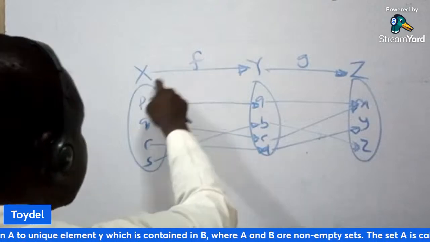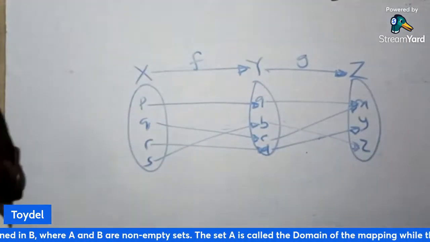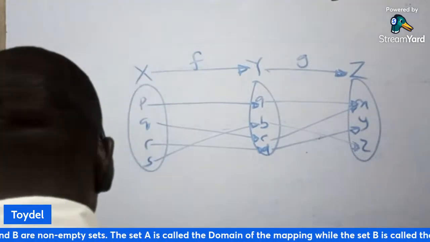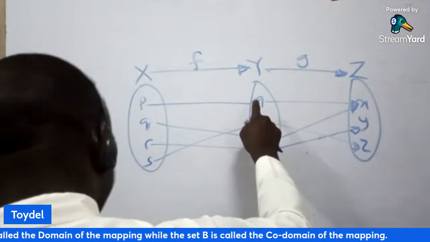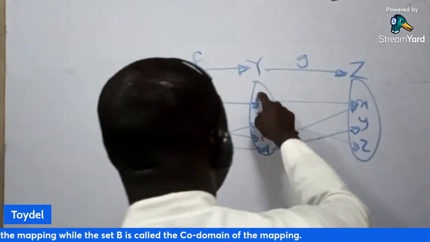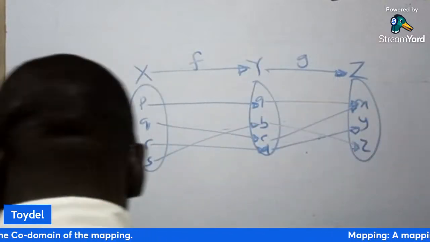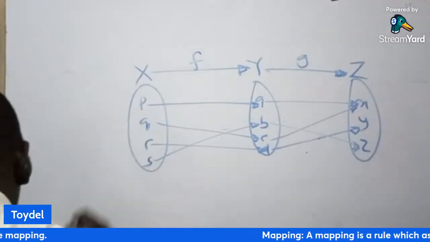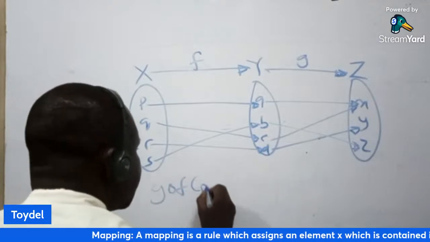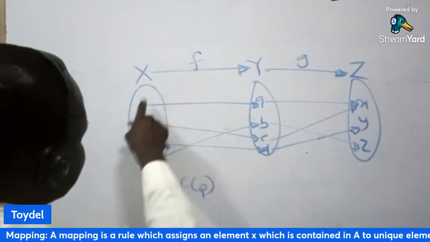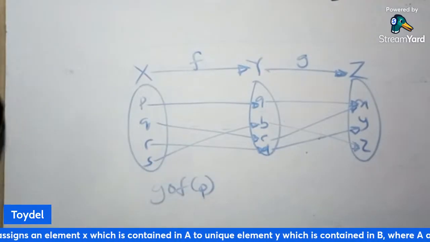This mapping F takes an element in X and produces the image in Y. While the mapping G takes an element from Y and produces the image in Z. So how do we now write that? For instance, this first one, we say G of F of P. If F acts on P, we are able to get A. That is what we are going to have.